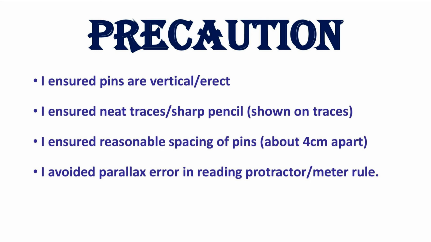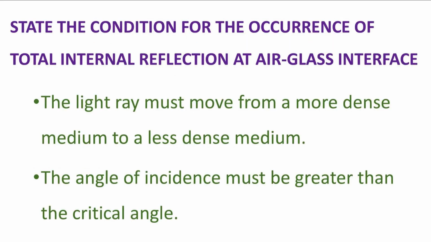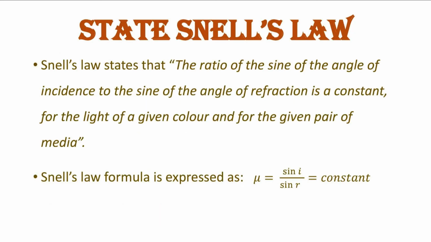Then we're asked to state the condition for the occurrence of total internal reflection at glass air interface. Now, of course, this is very straightforward, because for light to undergo total internal reflection, that light must move from a more dense medium to a less dense medium, and then of course the angle of incidence must be greater than the critical angle. So once that is done, these are the conditions that are necessary for total internal reflection to occur.